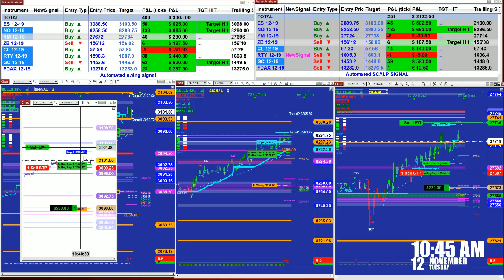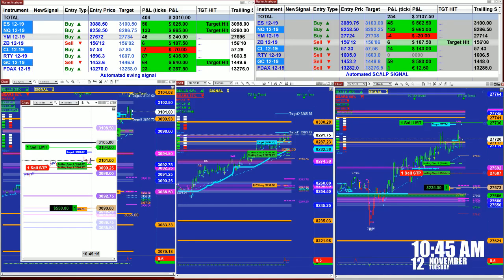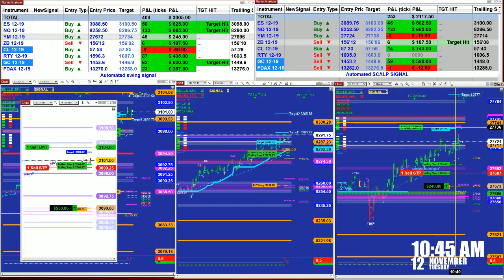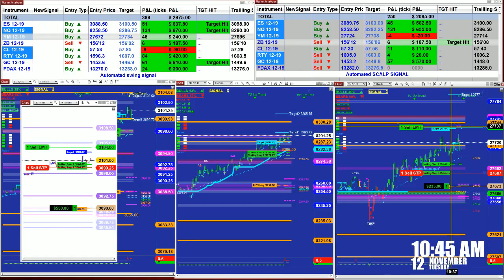Close this position at 3104 on the ES, because we have a resistance line at 3105, and then we have the YM. We are still on that trade, where we wanted to close at 277.36. So those are the only two left we have, and we'll see what will happen. 5 minutes break. I'll be right back.